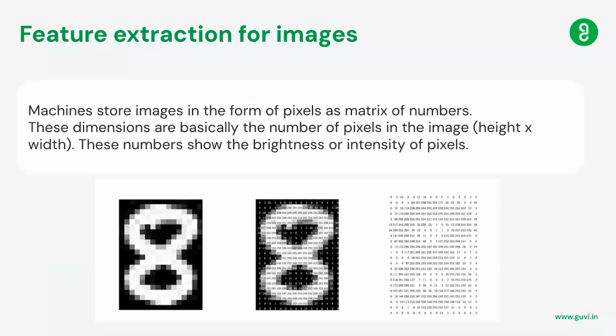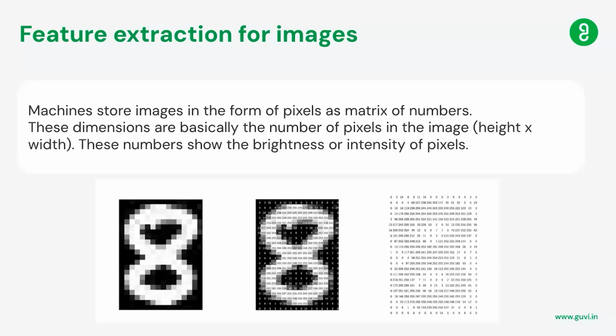If you can see in this particular image, the first one is an image of the letter 8, where the letter 8 is present in white color while the background is black. So this is a grayscale image. We are going to convert this into numbers, right? In order to convert this into numbers, we store the image in the form of pixels. These pixels represent the matrix of numbers that is available in the second image.